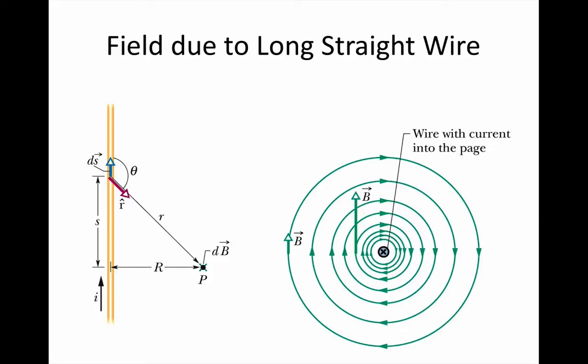So now we know the field due to a circular loop of wire, if we're looking at a point right in the centre of it. Now we're going to work out the field at a point somewhere near a long straight wire. We assume it's essentially infinitely long, and again it's carrying a current I.